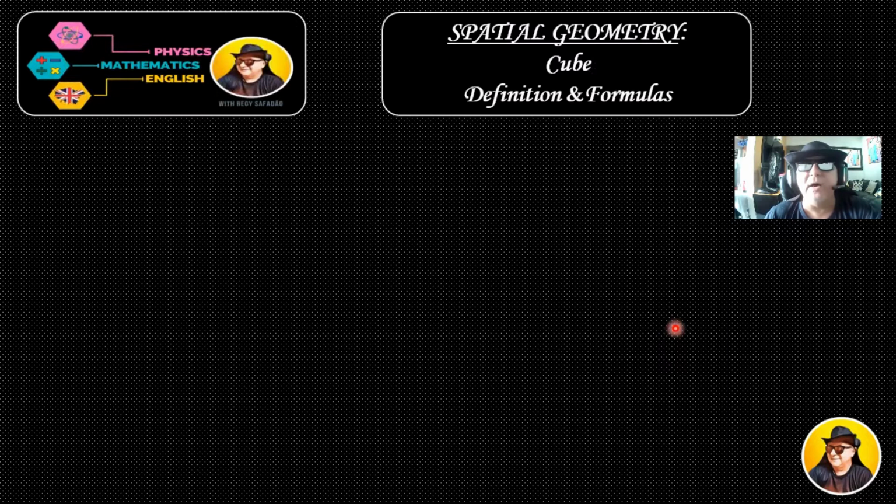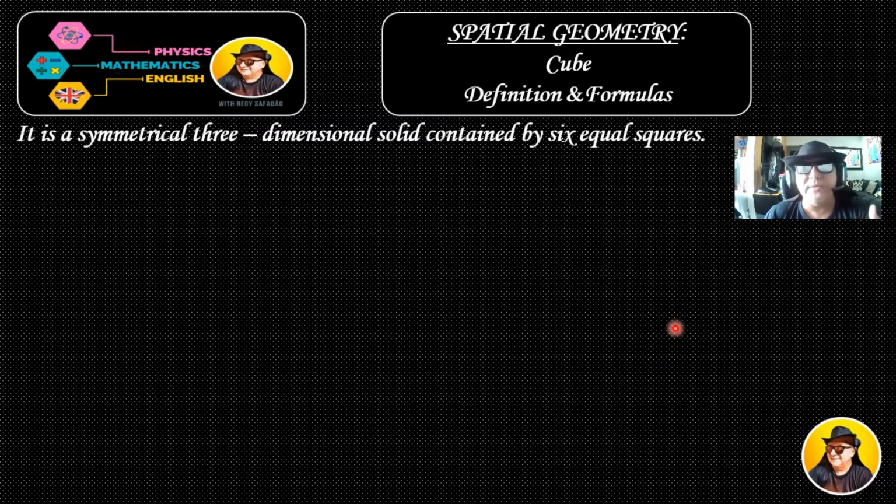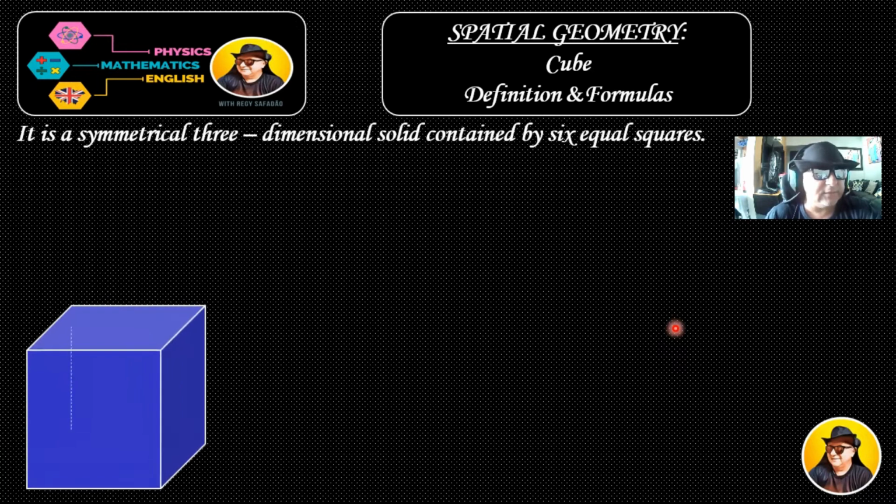The next one is going to be the cube, definition and formulas as well. If you ask me what a cube is, I'm going to tell you: it is a symmetrical three-dimensional solid contained by 6 equal squares. Let's see the body. If it is a cube, the 6 equal squares are all around it. A, and A. And the straight line inside it is the diagonal.